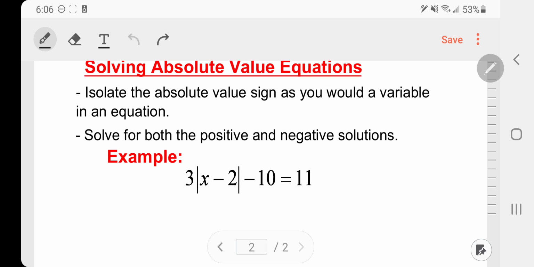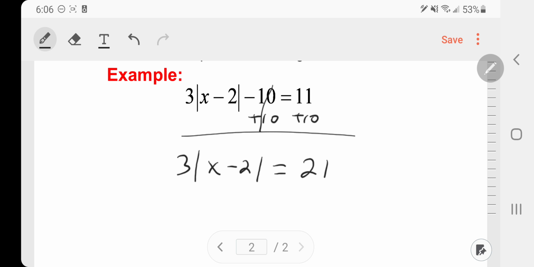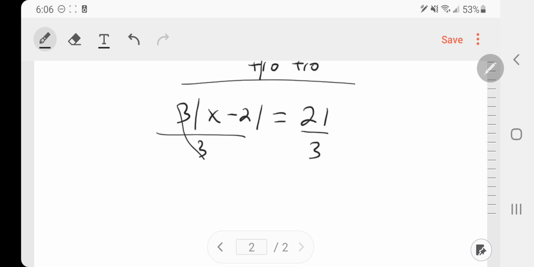So let's go ahead and do that, and then we're going to solve for both our positive and our negative solution. So the first thing you'd want to do down here is, again, you're trying to get the absolute value by itself by using inverse operations. I'm going to add 10 on both sides, and I end up with the absolute value of 3x minus 2 equals 21. Okay, again, I want to get the absolute value completely by itself, so in order to get rid of that 3 out front, I'm going to divide by 3, just as if it was a 3x. Okay, so that gives me the absolute value of x minus 2 equals 7.